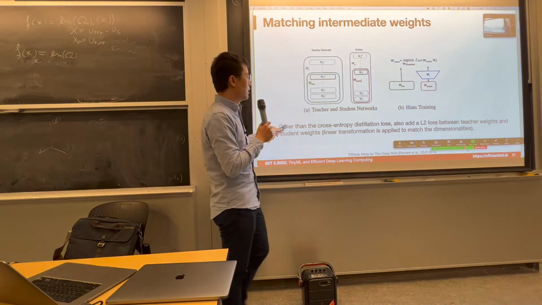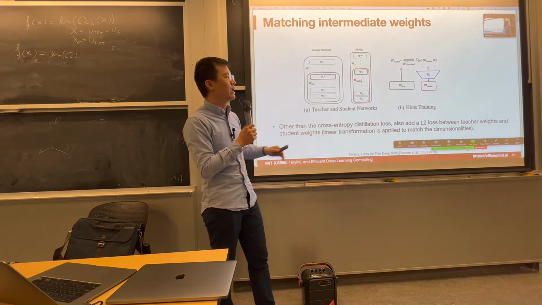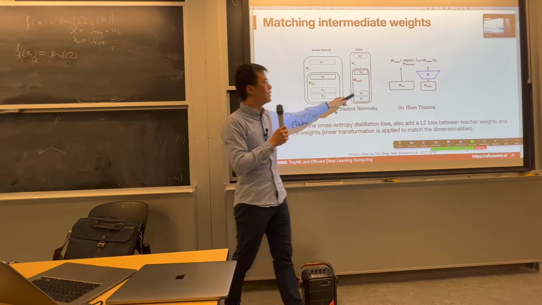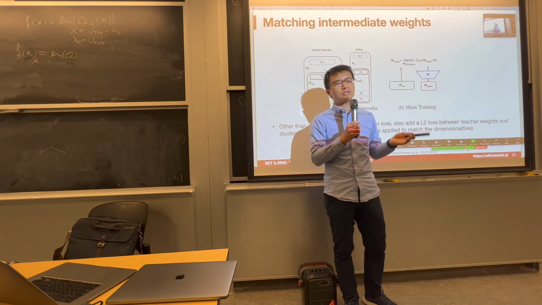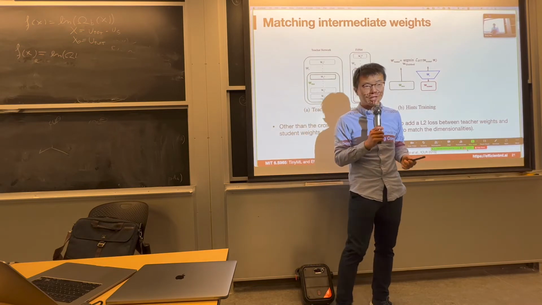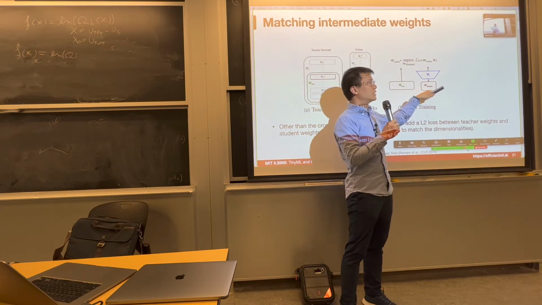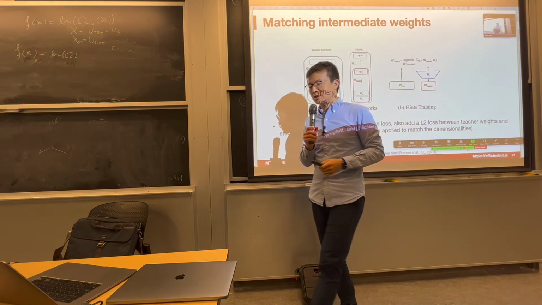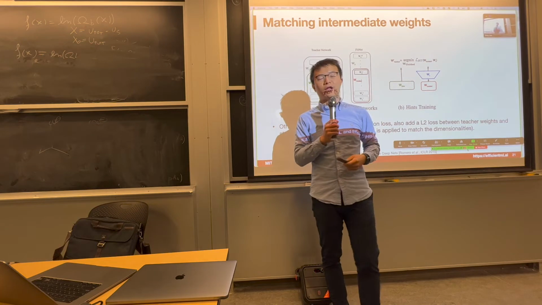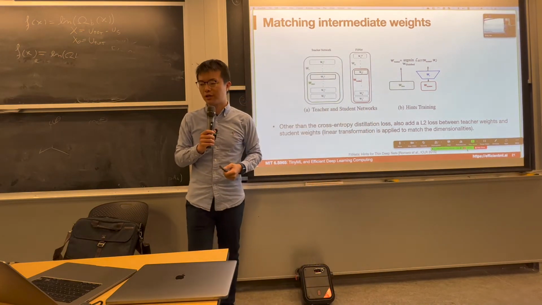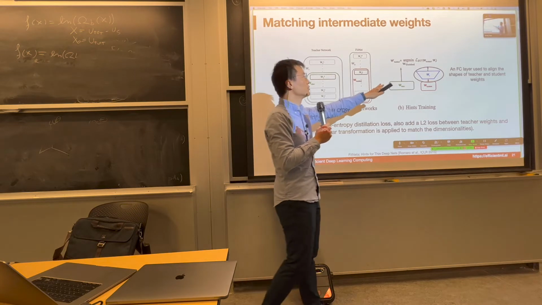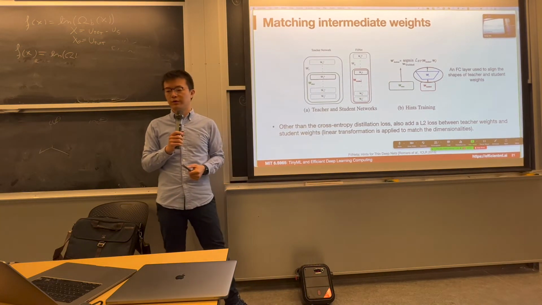Other than this cross entropy distillation loss, we can add an L2 loss between the teacher's weight and the student's weight. Usually the student model is smaller, with a smaller dimension than the teacher model. Therefore, we need a projection, usually a linear layer, that projects the weight tensor of the student model to the same dimension as the teacher model, so that we can calculate the L2 distance between the teacher model's weight and the student model's weight. So this is matching the intermediate weights by adding this FC layer to align the shapes of the teacher and student model's weights.